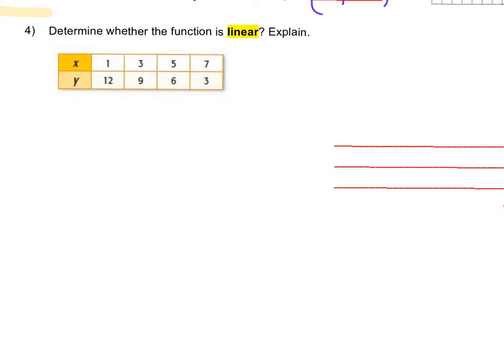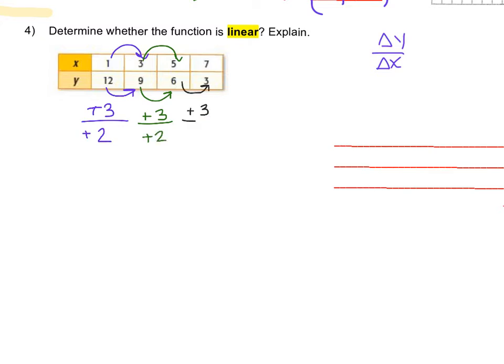And please remember, constant rate of change is the same as slope. It's the change of y over the change of x. Many of you mistook y for x and x for y and wrote the wrong rate of change. In this case, the y's are down here, and here's the x's. The change of y from 12 to 9 is 3, and from 1 to 3 it's 2. From 9 to 6 it's 3, 3 to 5 it's 2. And from 6 to 3, it's 3, and 5 to 7, it's 2. Oh, look, they're all the same.